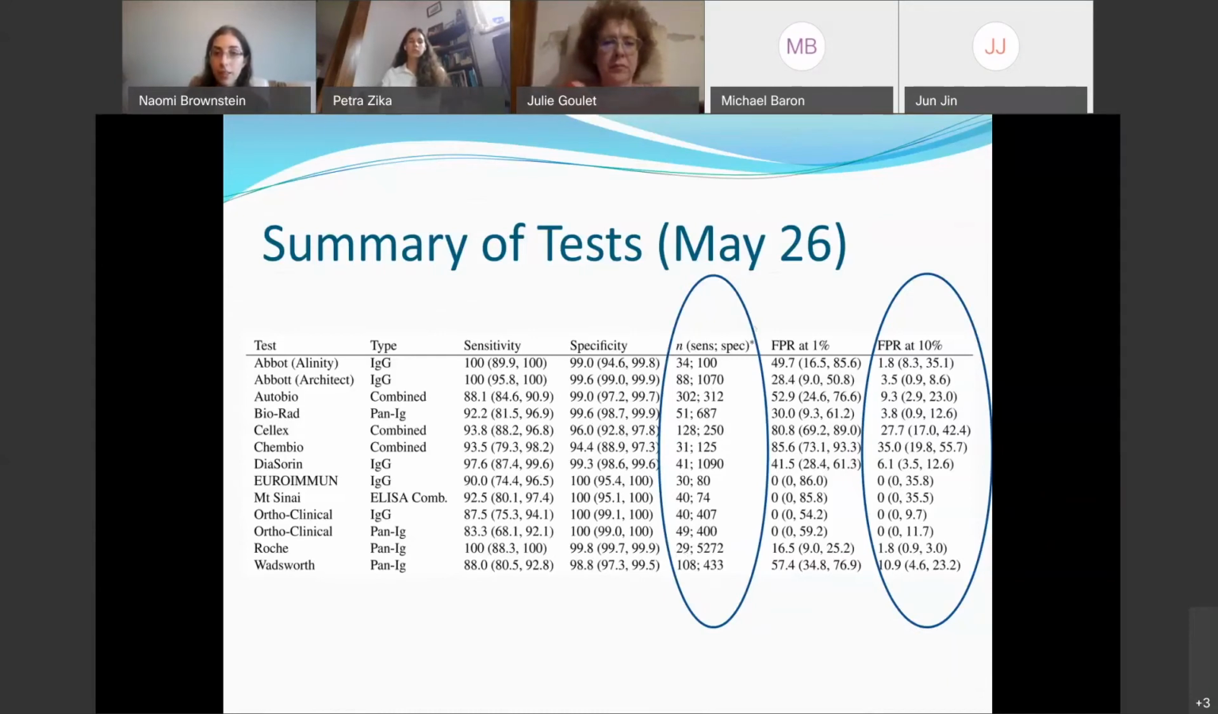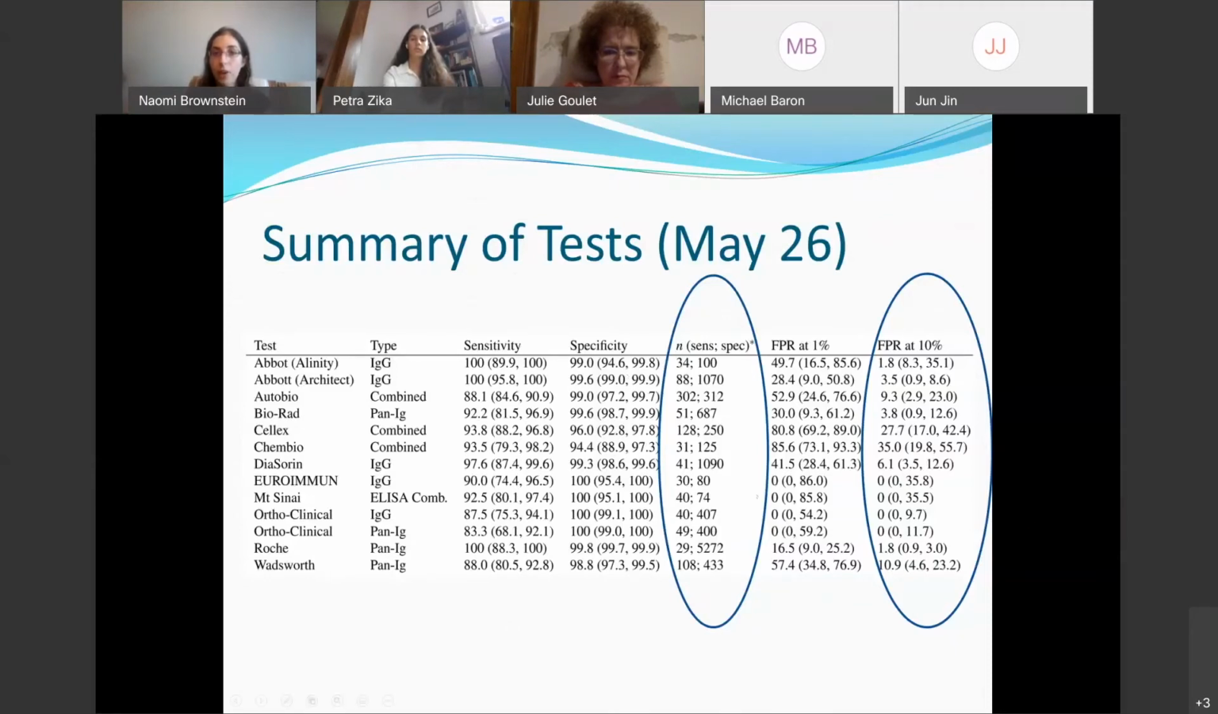For specificity, this is most concerning if the sample is small. As you can see for the Euro test, it was tested on 80 people. There's another one, Mount Sinai, on 74 people. So for a lot of these, the confidence interval will touch 1. So I wouldn't put too much stock in the ones that have confidence intervals near 1.